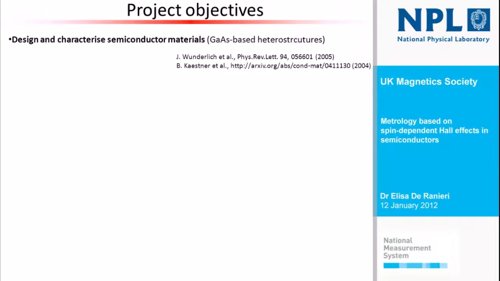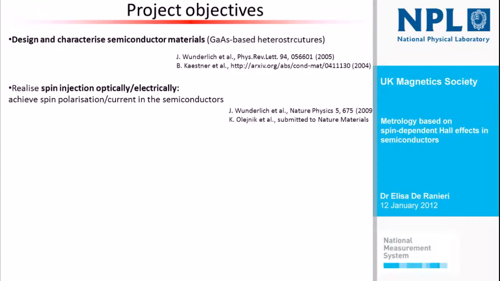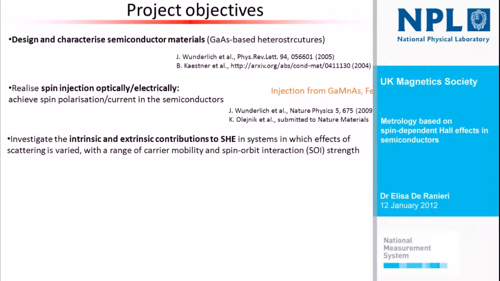Obviously, the first thing to do is then to design and characterize appropriate material based on gallium arsenide heterostructures, and to achieve spin injection both optically, as I've shown you in the previous slide, but also electrically, for example, by spin injection from ferromagnetic semiconductors or metals. And one of the goals of the project is to investigate what these intrinsic and extrinsic contributions to the spin Hall effect are. So what role do they play in the effect?